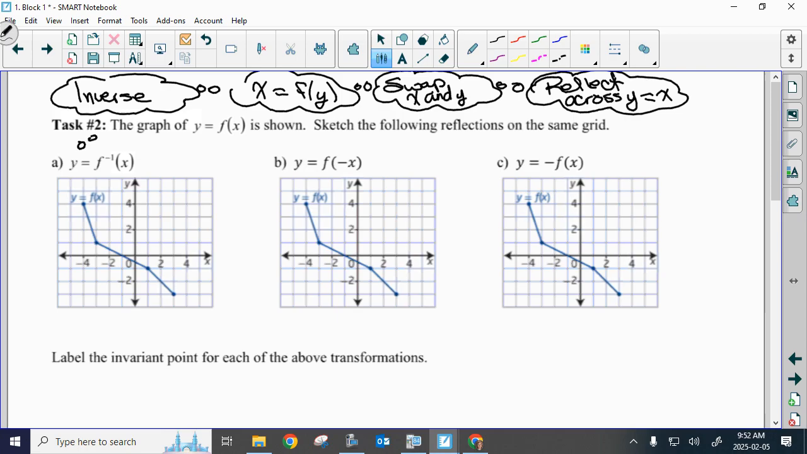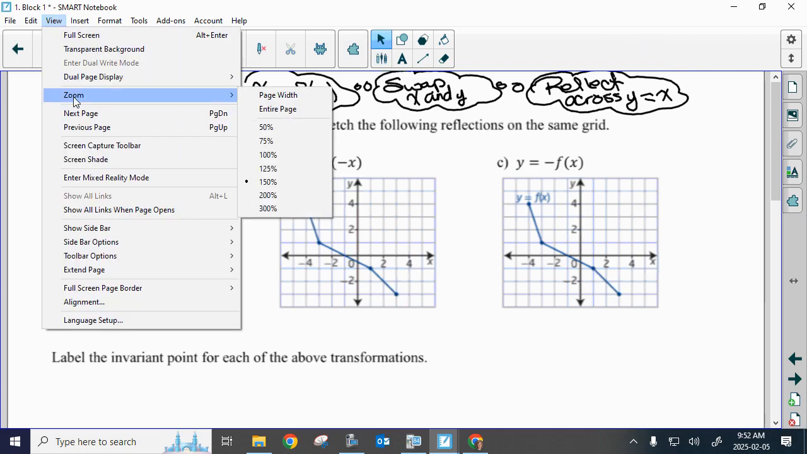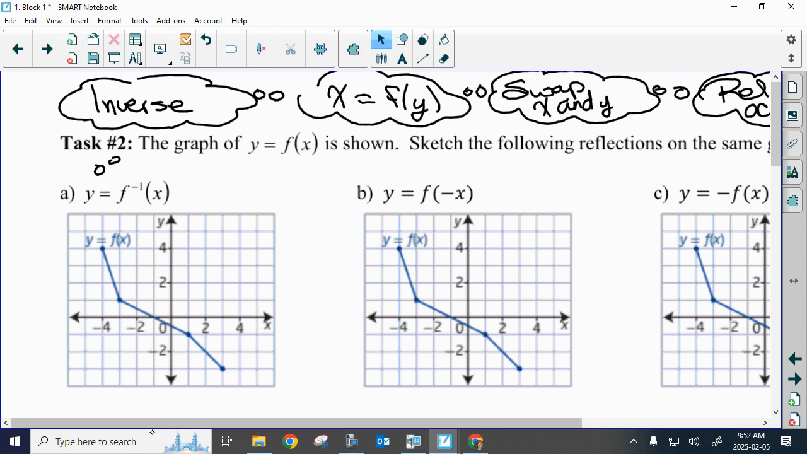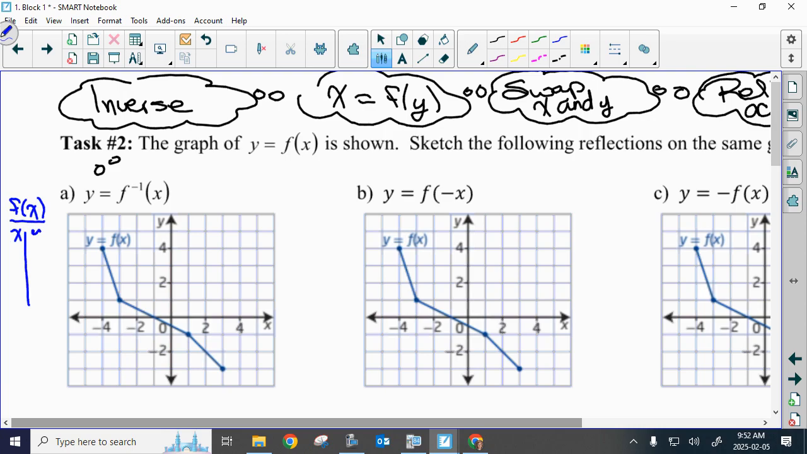So when I take a look at this, my original function's in blue here, and I know that your guys' function is not in blue, but that's okay. So my f of x has a table of values here, and the table of values would be -4, 4. I've got -3 and 1. I've got 1 and -1. And then I've got 3 and -3.